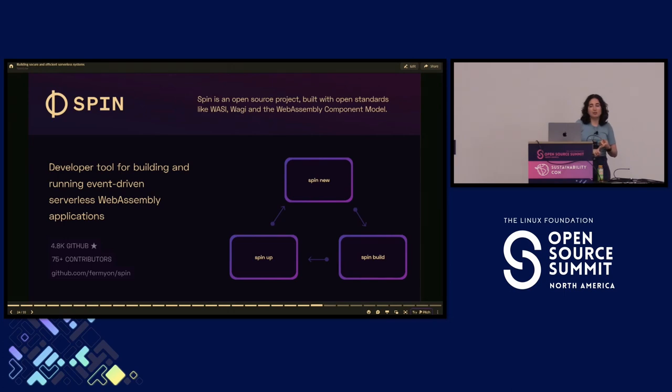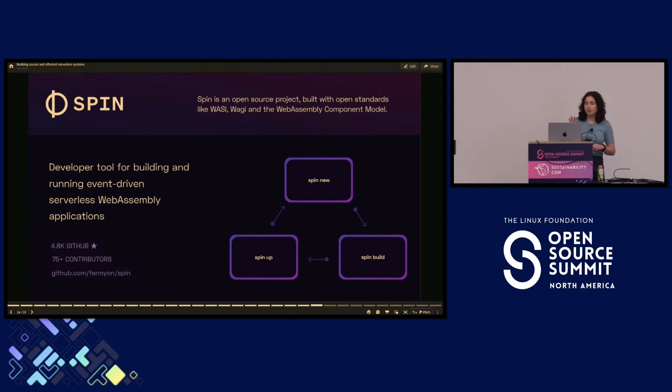I actually get started with WebAssembly, and is it this great developer experience? And we're at Open Source Summit, and so I want to talk about Spin, which is the open source project that I work on. And it is a developer tool for building these event-driven serverless WebAssembly applications. And it aims to provide that polyglot, really easy to get started developer experience. And you can see we have, you can go to the GitHub.